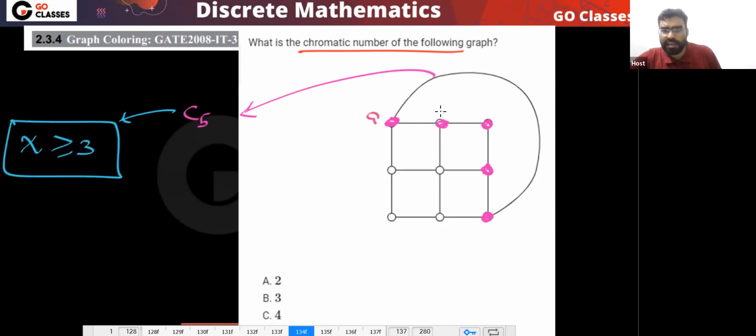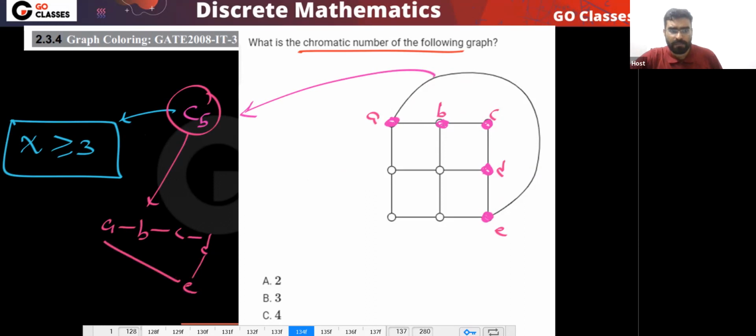This is C5, right? A, B, C, D, E, A. Okay, this is your C5. So finally, what I can say, the chromatic number is at least 3. So give 3 colors. Okay, so let's start with this.